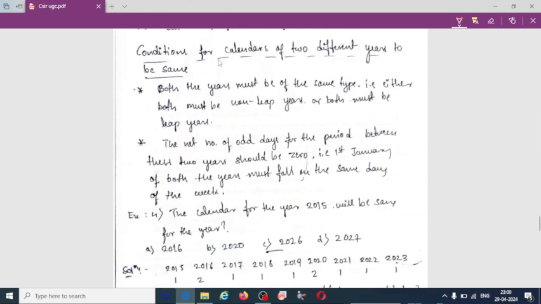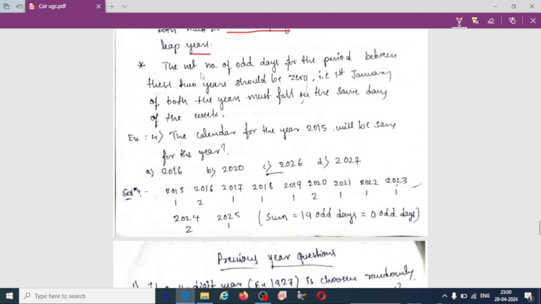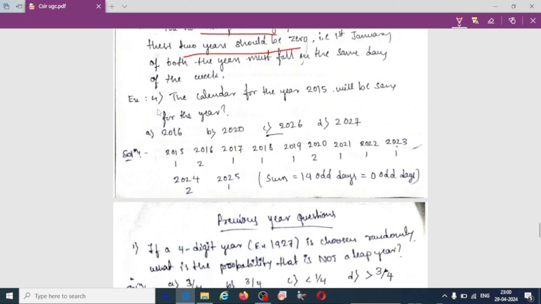So if we want to discuss the conditions for the calendar of 2 different years to be the same, both years must be of the same type, either both must be non-leap years or both must be leap years. So the net number of odd days for the period between these 2 years should be 0. So let us take one example.